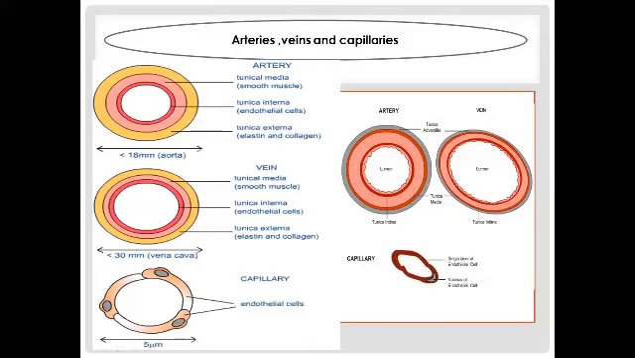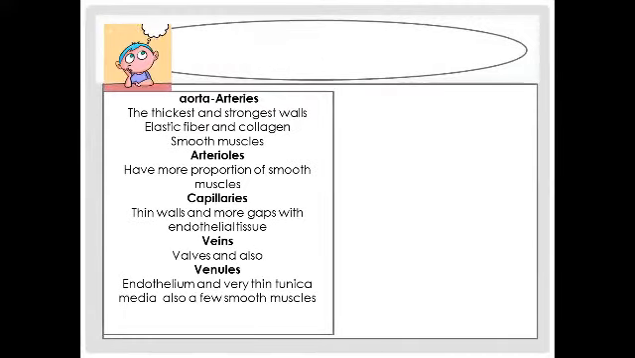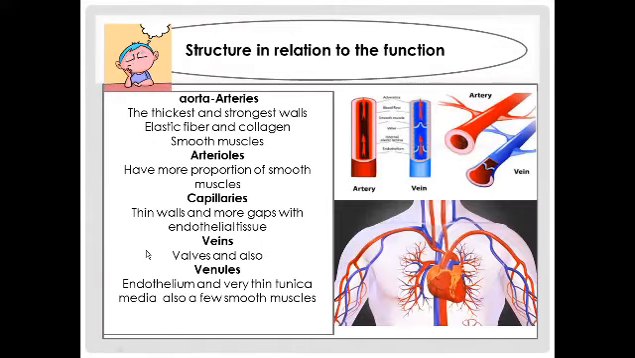But you must focus, discuss, and check all these structures to understand and start to make a comparison between all these structures. And for the last part of this period, start to check the relation between structure and function in arteries, veins and capillaries. Structure in relation to the function. Each one, artery, capillaries, and veins, has its own structures.